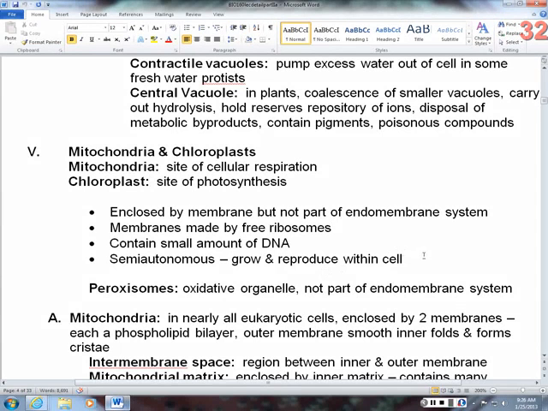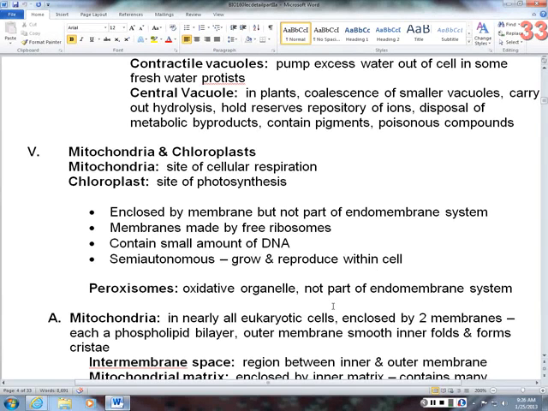So these organelles contain a small amount of DNA, and they're semi-autonomous. They grow and reproduce within the cell. So if you need more mitochondria, you can grow and reproduce more mitochondria within your cell. You don't have to make a new cell to do that. When you exercise, one of the things that your body is doing to adapt to it is making more mitochondria. Eating them doesn't get you more mitochondria. You have to induce your body to make its own.